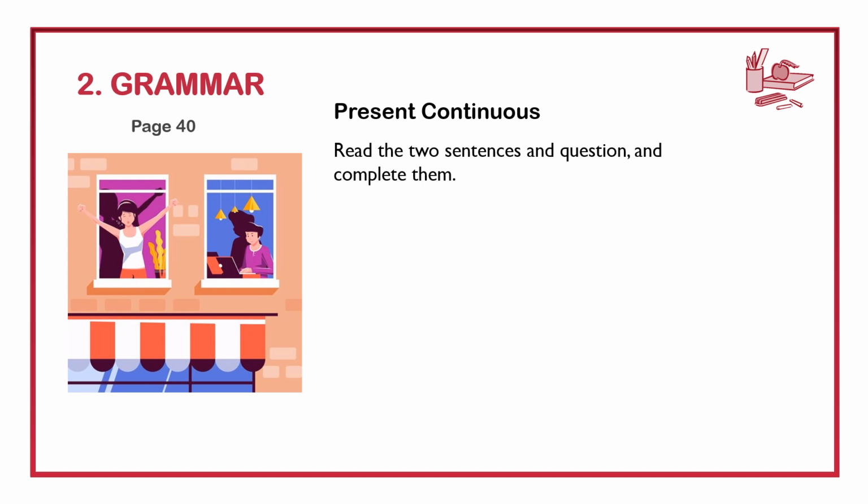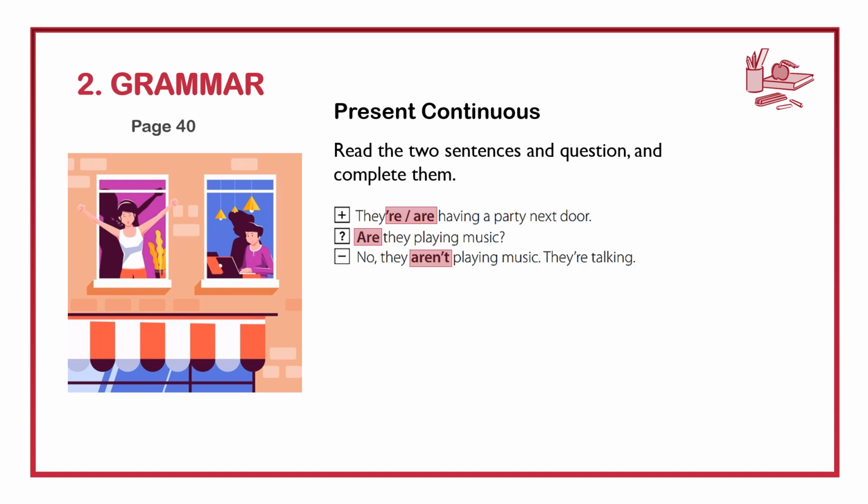So, they're having a party next door, or they are having a party next door. For the question, are they playing music? And for the negative form, no, they aren't playing music. They're talking. As you see, we have written to be verbs in these gaps.